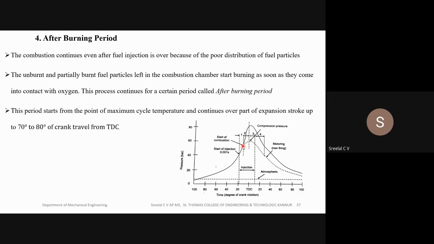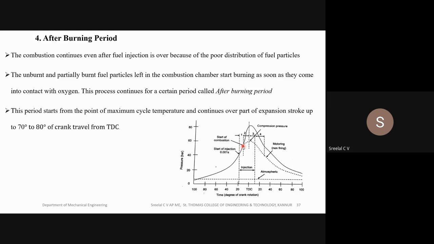So after reaching the peak pressure value, what happens? Then we are going to control the ignition rate, and thereby we can control the combustion. That controlled combustion starts from the maximum peak pressure value to the maximum cycle temperature value. After that, what happens here?